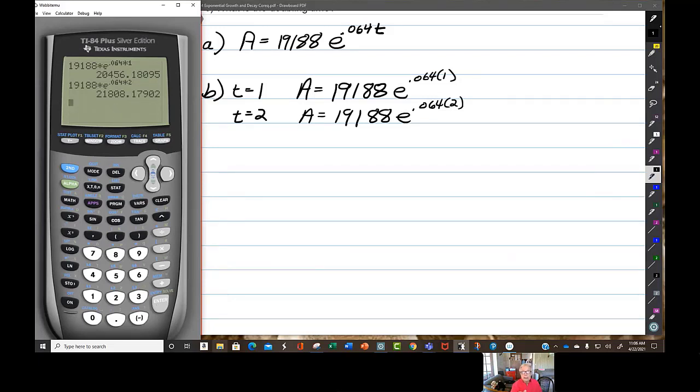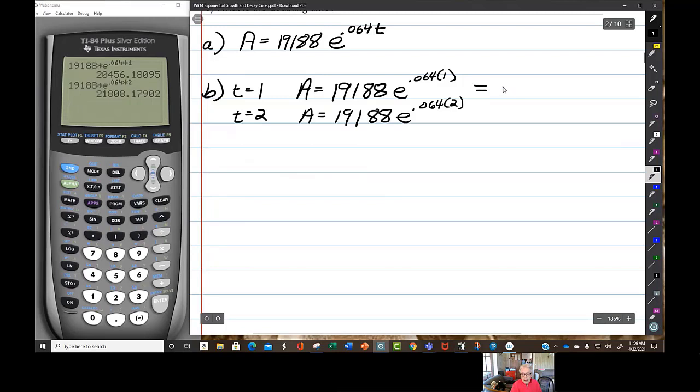So we're supposed to round to 2 decimal places. Here I have 20456.1805. That 0 is not going to round 18 up to 19. So the answer will be 20456, maybe with a comma. I don't think you have to add commas, but occasionally you do, and my math lab just sort of surprises you with that. 0.18.